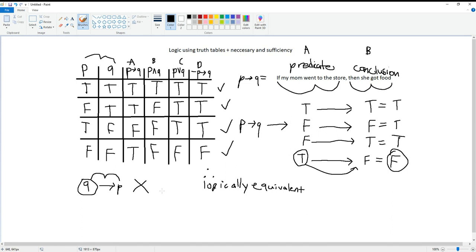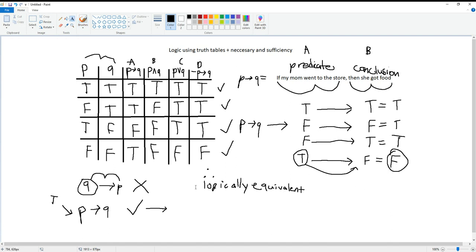However, is it sufficient? Well, sufficient is saying if the predicate did happen, then Q must have happened. So it's saying if my mom went to the store, did she get food? And yes, that's what we're seeing right here. If we know for sure that the value of the predicate is true and she went to the store, then we know for sure that she got food. So what can we say from this? We can say that going to the store is a sufficient condition to getting food, but it is not necessary.